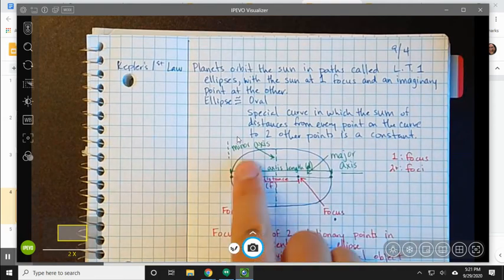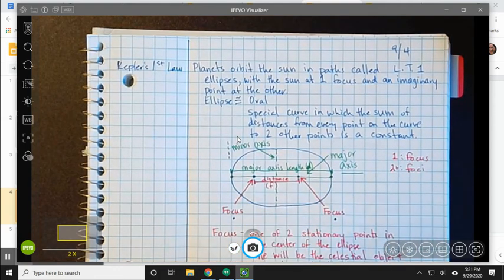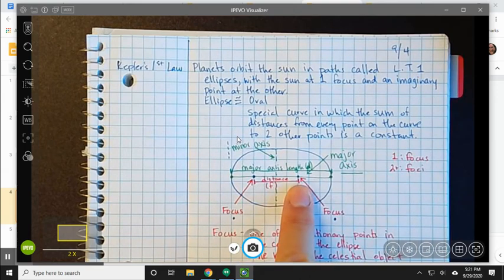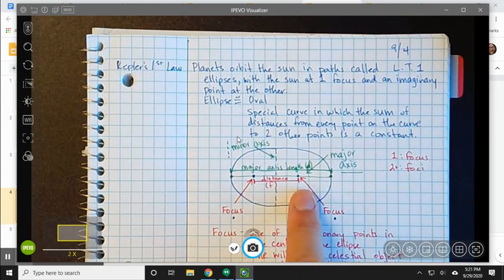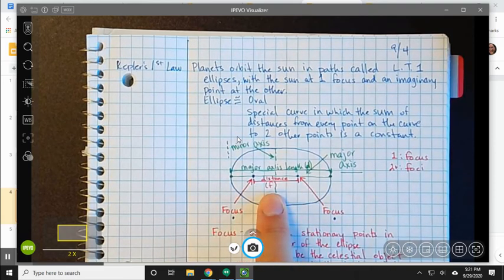Okay, here are the parts of an orbit. There are the two foci. This in red right here is the distance between them, and we call that distance F.